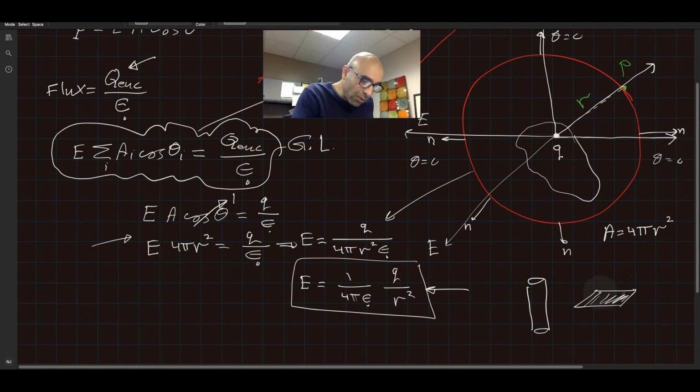However, don't worry about this one or this one. We're not going to use that. Okay, we're just going to have now one more example, and we will be done with Gauss's law. And maybe more than one example.